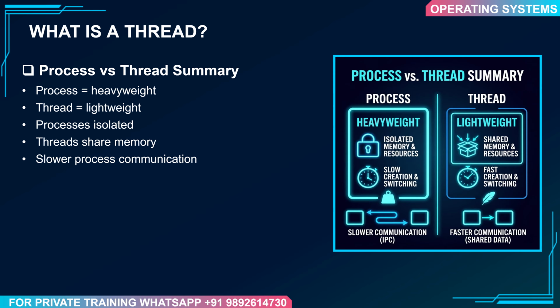Now, let us summarize the key differences between a process and a thread in a simple and practical way. A process is a heavyweight entity. It has its own memory and resources. Threads are lightweight. They share memory and resources within a process. Processes are isolated from each other. Threads are not isolated from other threads in the same process. Creating and switching processes is slow compared to threads. Communication between processes is slower and more complex. Communication between threads is faster but needs careful control.